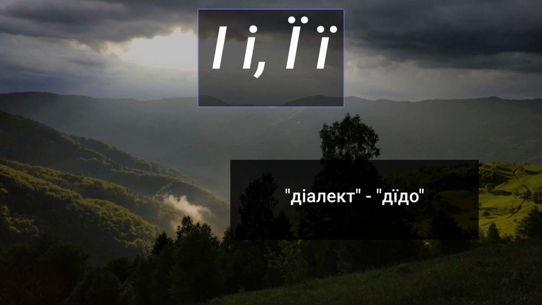E. Now this one is tricky because we've got two of them. The first one is hard and the second one is soft. That means that the second one makes the previous consonant softer. You can see the difference in following examples. Dialect, дідо.